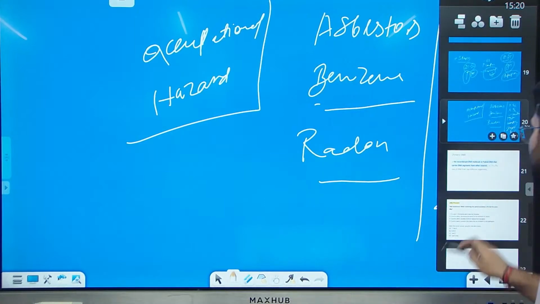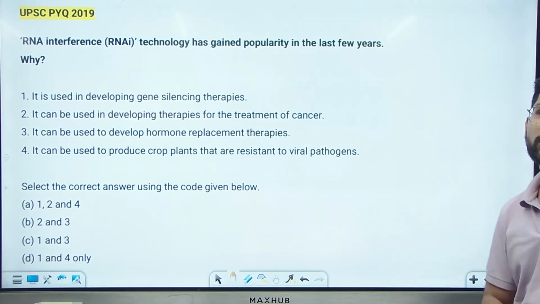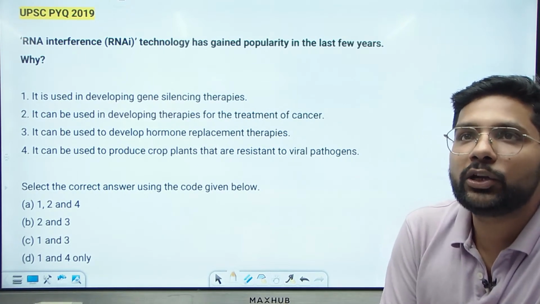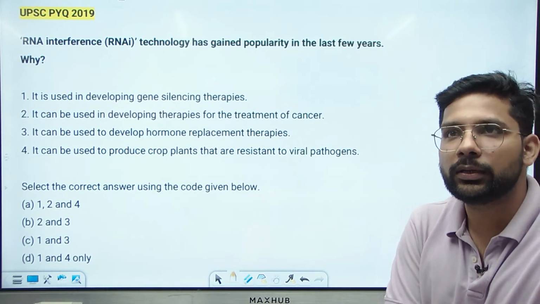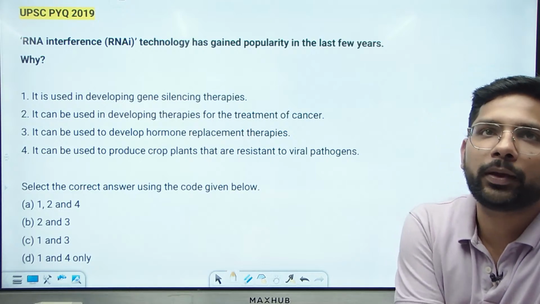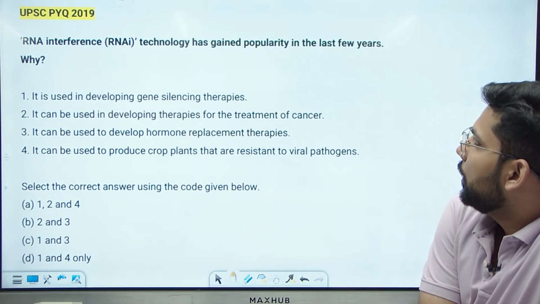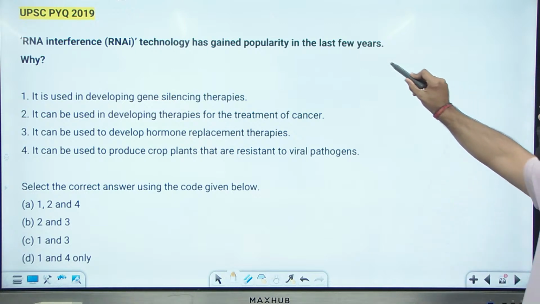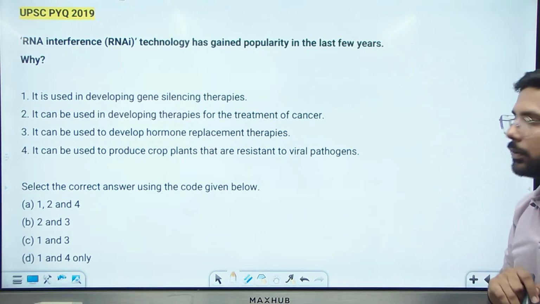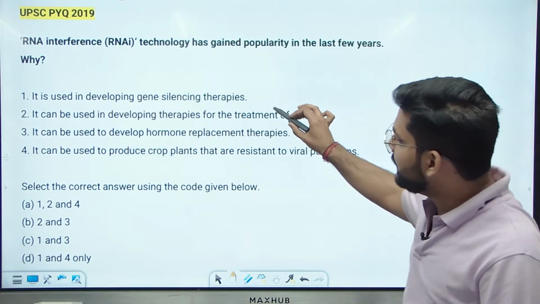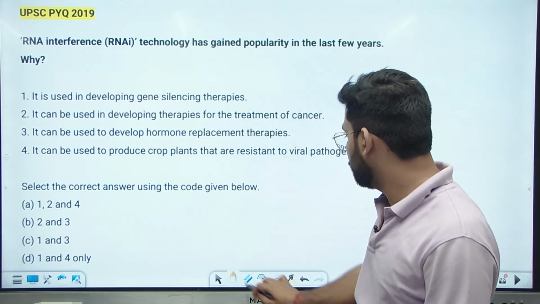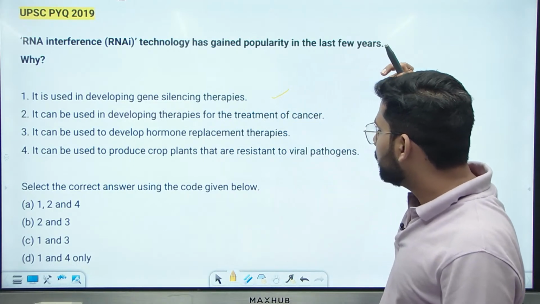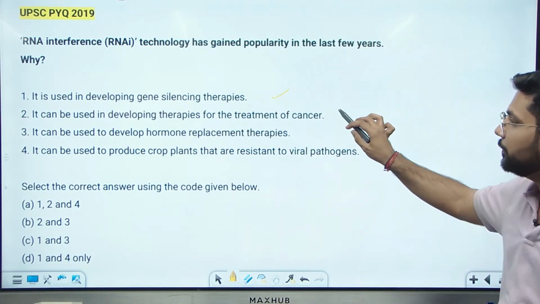This question was asked in the UPSC 2019. We need to also see which kind of question can be framed from this kind of topic. The question was, RNA interference technology has gained popularity in the last few years. Why? It is used in developing gene silencing therapy. Gene silencing therapy can be used in developing therapy for treatment of cancer.